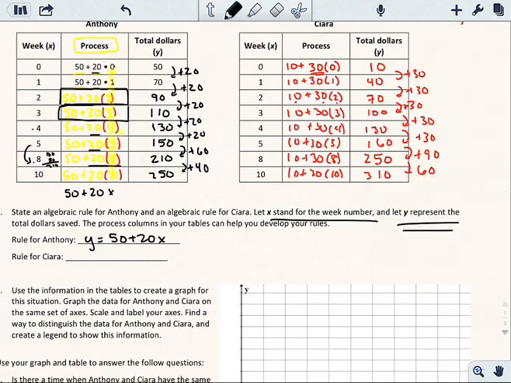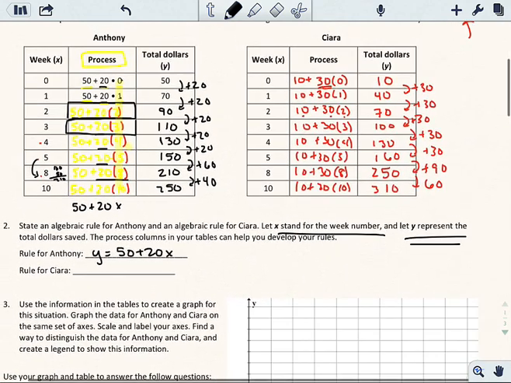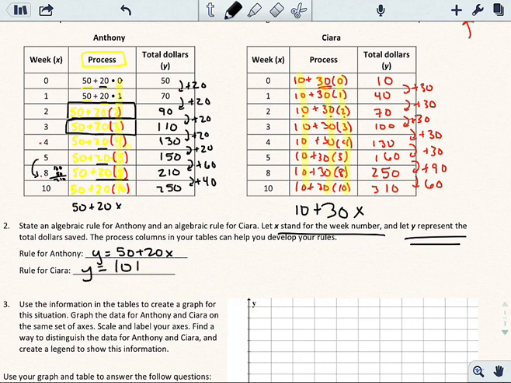Okay, let's slide over here to Ciara. We're going to do the same kind of analysis. Again, we have this part here that we always see, so our rule will start with 10 plus. We also have this always plus 30 part, and it seems like the part we don't know, the part that constantly changes, is going to be our variable part. We'll use that x, so we have a rule for Ciara that's y equals 10 plus 30x.